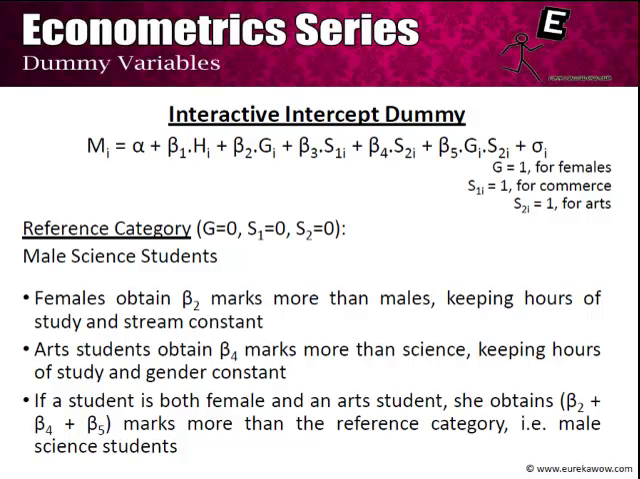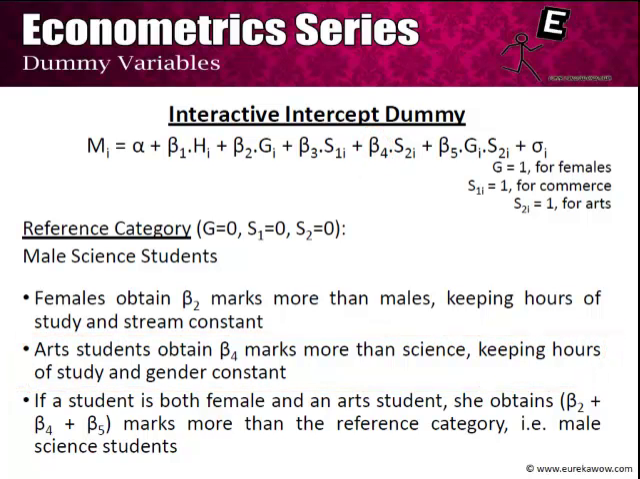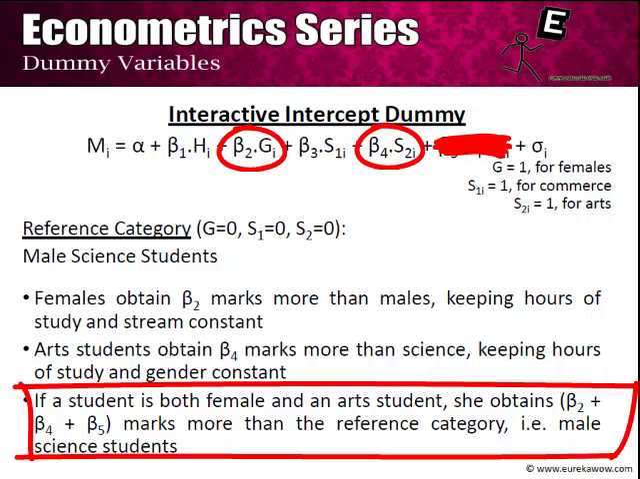So let us take an example of S2I. So an art student obtains beta 4 marks more than science students, keeping hours of study and gender constant. However, and this is now the more interesting part, if a student is both female and an art student, then she obtains beta 2 plus beta 4 plus beta 5 marks more than the reference category, that is male science student. Now, in case we had not had this interactive intercept dummy of beta 5 GI into S2I, then this difference would only have been beta 2 plus beta 4.